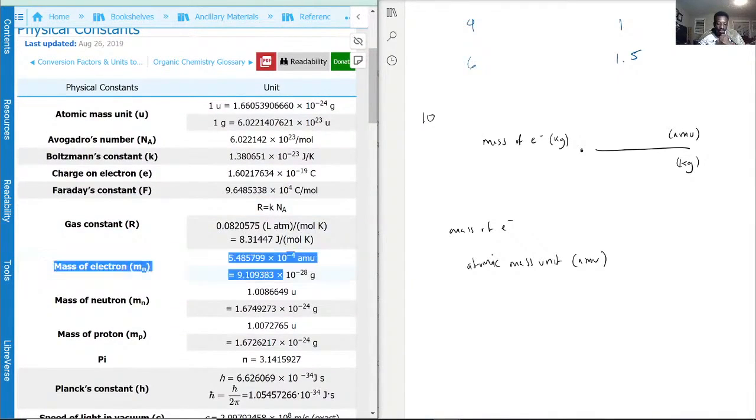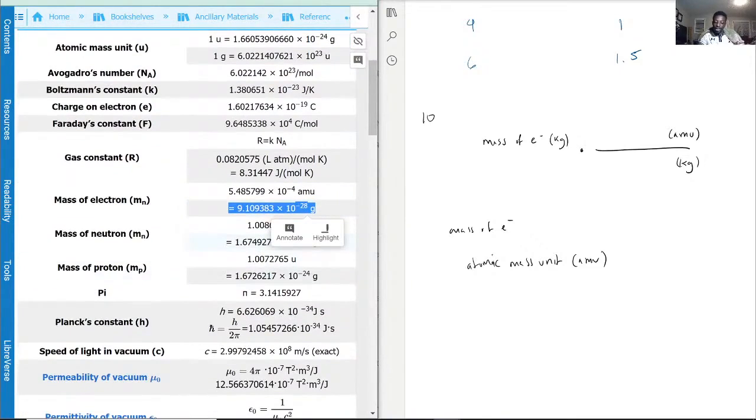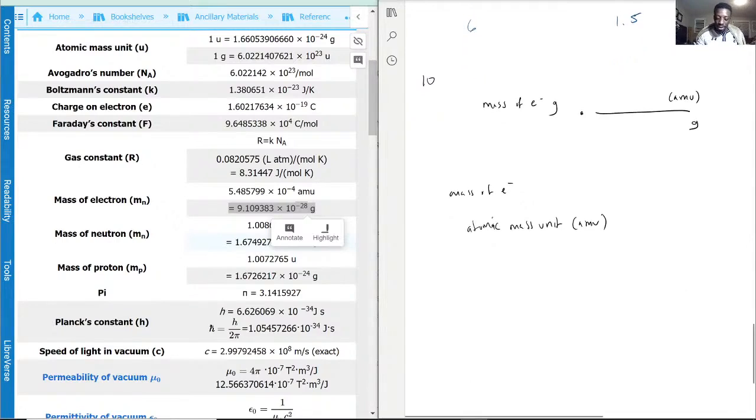Mass of an electron. Well, that's not fun. They give us the answer as well. Let's say they only gave us the grams. Like I said, it's usually in kilograms, but in this case it's in grams. So let's adjust and still try to solve the question. So the mass of an electron, according to this, is 9.109383 times 10 to the negative 28 grams. Alright, so that's the mass of an electron.